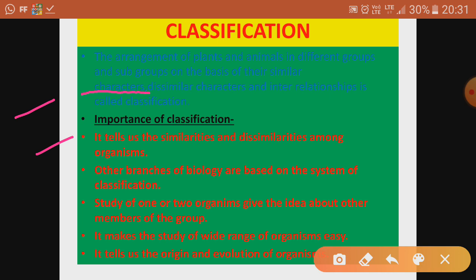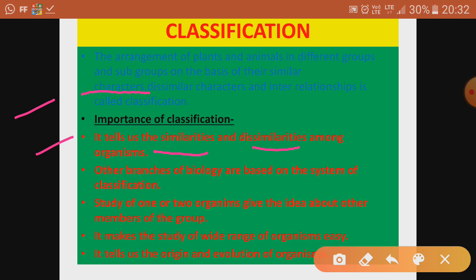When we do classification, we come to know about the similarities and dissimilarities among the organisms. What does it mean? If organisms are in the same group, they must have the same characteristics, and if organisms are placed in different groups, obviously they must have some different characteristics. That's why they are in different groups. So because of classification, we know the similarities and dissimilarities among organisms very well.